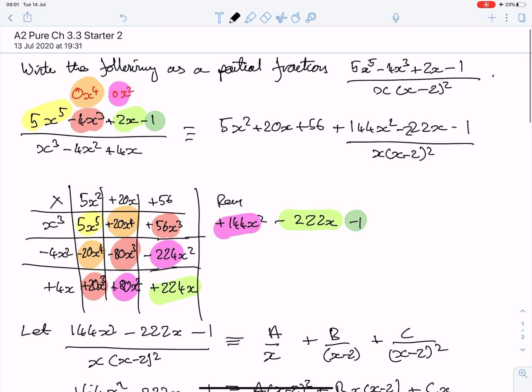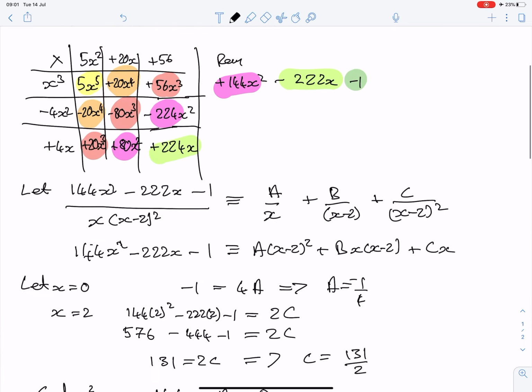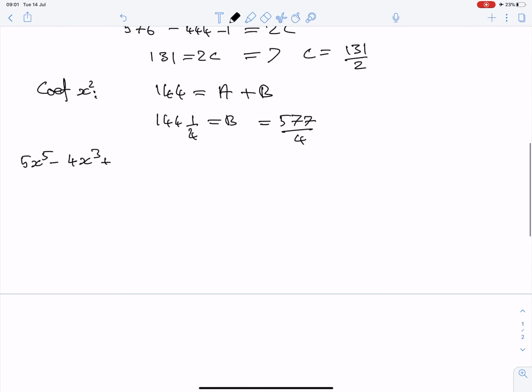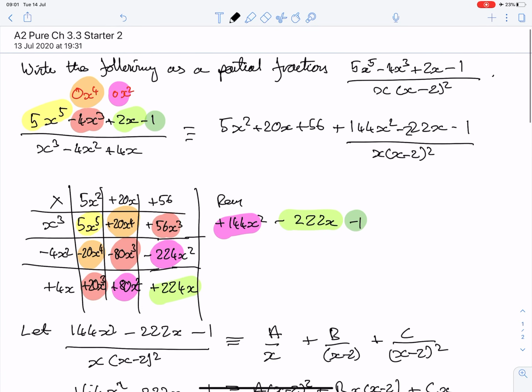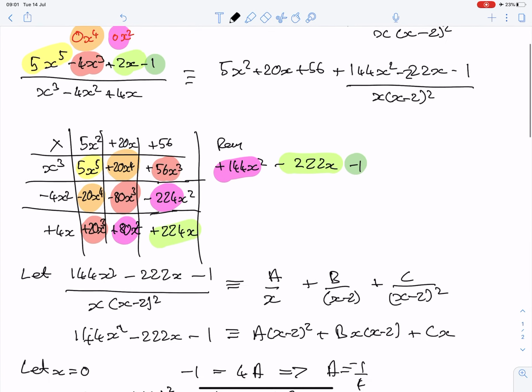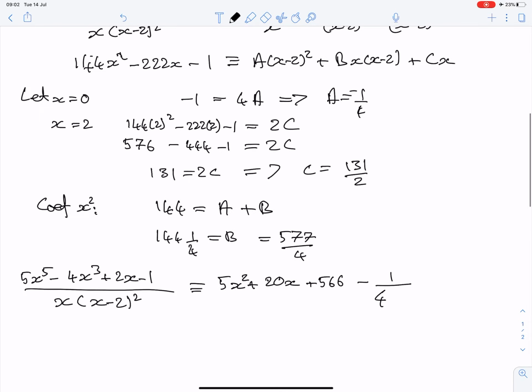So now we've got our full answer, which will be 5x to the 5 minus 4x cubed plus 2x minus 1 over x times, I think it was x minus 2 squared, is identical to, yes, that's correct, identical to 5x squared plus 20x plus 56, plus a, which was negative 1 over 4, negative a quarter, x. Notice the way I've written in the quarter.